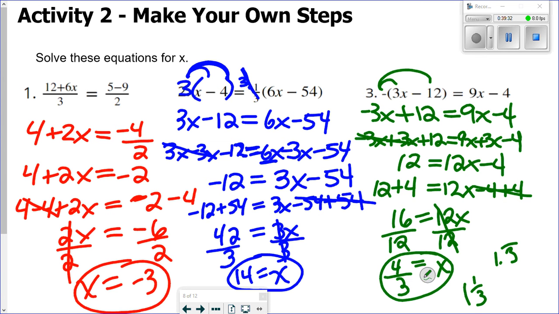So at this point, check your work. Did you get x to equal 4/3 or 1 and 1/3 or 1.3 repeating? If not, pause the video, correct your work in your workbook, and then we will go on.